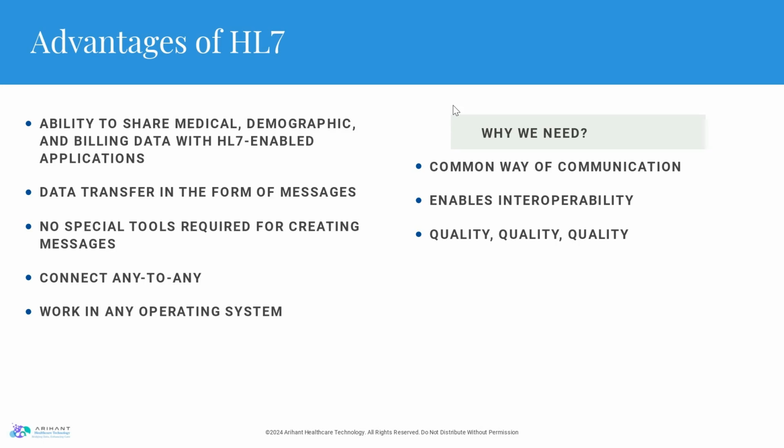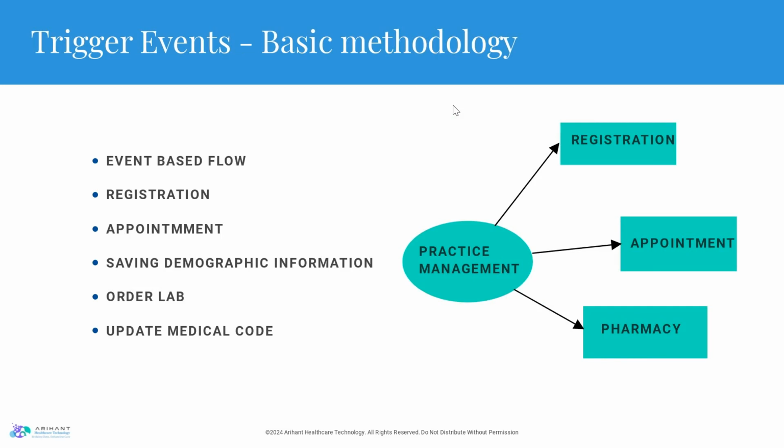Why do we need this HL7? Probably at this point, everybody understood why we need this. It's a common way of communication between multiple systems, and it enables interoperability. Obviously, it maintains the quality of the data. Okay, so trigger events. What is the basic methodology to transfer the HL7 messages from one system to another, and how does it actually work? So trigger event is the main methodology, or main flow.